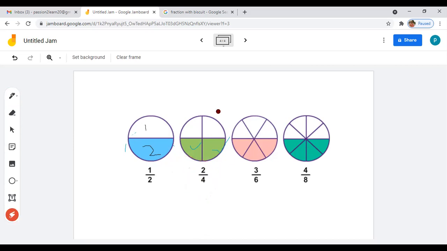In the next example, the same size circle is divided into a few more parts. Can we count them? 1, 2, 3, 4, 5, 6. So what is the total number that we have divided here? Yes, it's divided into 6 parts. And how much is shaded? 1, 2, 3. There are 3 shaded parts. That's why here we will write 3 by 6.